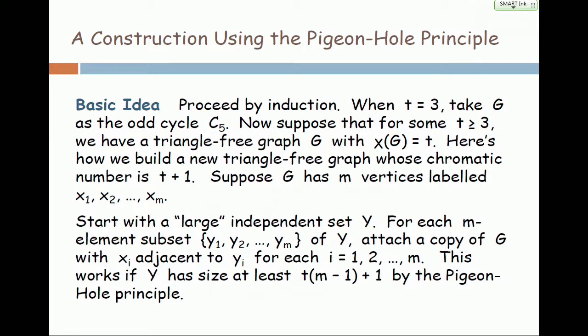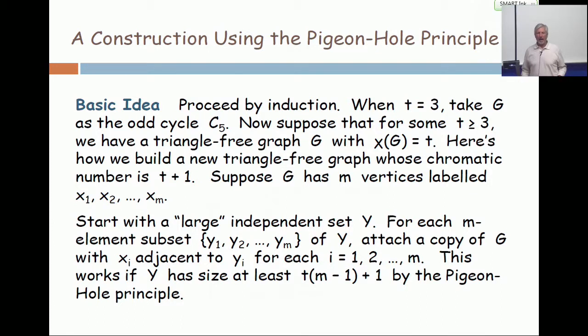When T is 3, you just take the odd cycle C5. As we've commented, that has chromatic number 3 and maximum clique size 2. So now we want to produce one of the next size, one of the next chromatic number. So how do we go from 3 to 4? How do we go from 4 to 5? How do we go from 5 to 6, etc.?